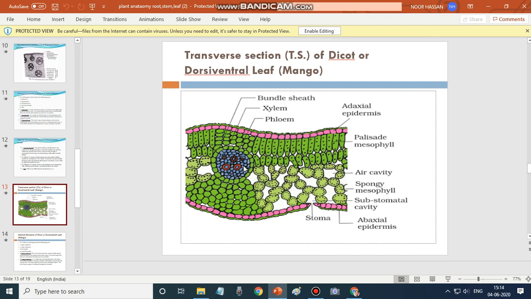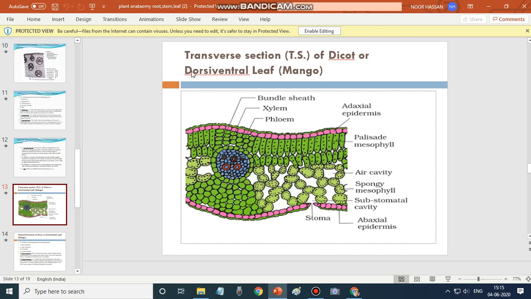Each vascular bundle is surrounded by a sheath of parenchymatous cells called the bundle sheath. So this one is called the bundle sheath, and it covers the vascular bundles. And the xylem is lying towards the upper epidermis and phloem is towards the lower epidermis. You can see here xylem is facing the upper epidermis and phloem is facing the lower epidermis.